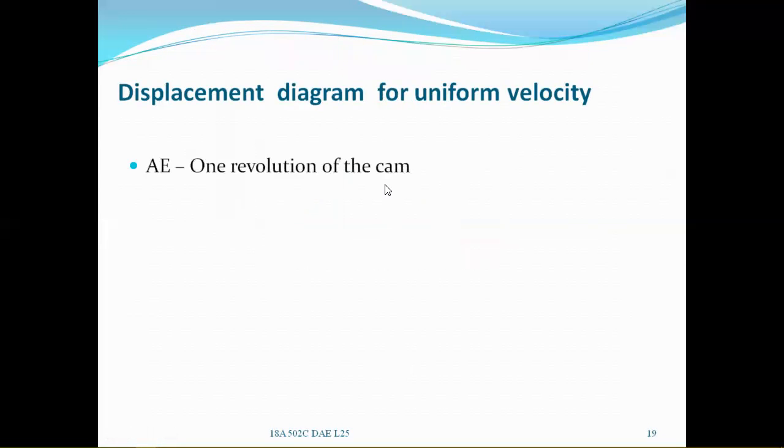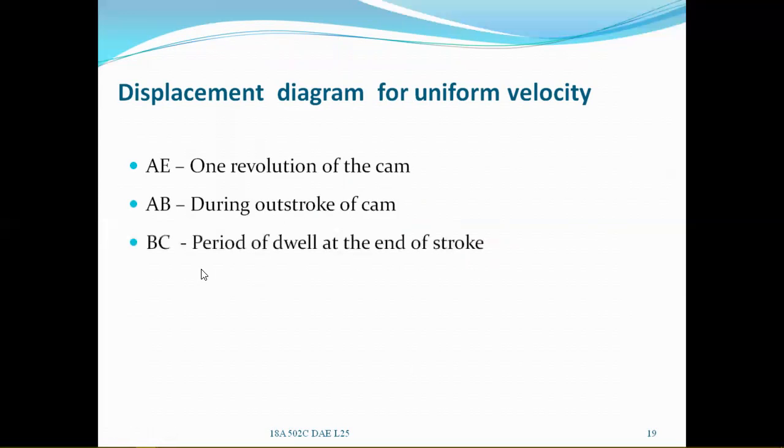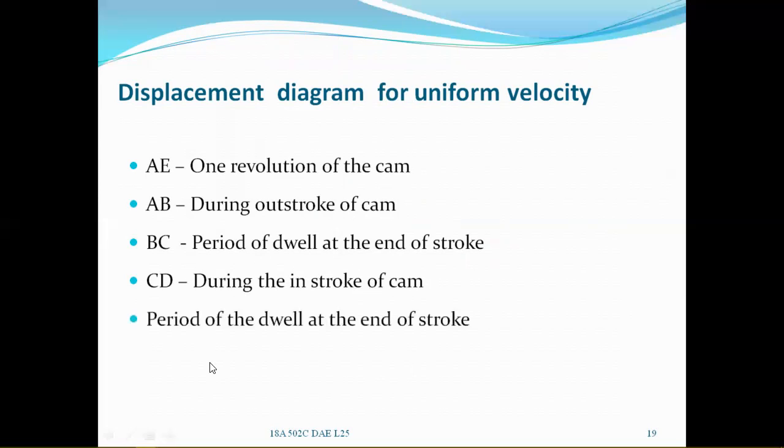So AE is one revolution of the cam, AB during outstroke of the cam, and BC period of dwell at the end of stroke, and CD during the return stroke of the cam, and a period of dwell for the end of the stroke. And here let us see one problem.